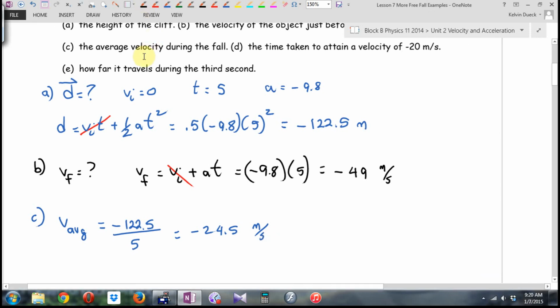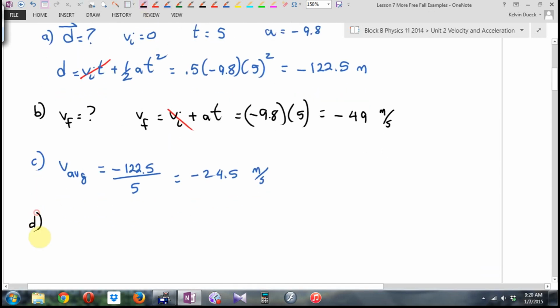D. What's D asking me to find? Time. Oh, okay. Isn't it five? You know what? It's not going to be 5 seconds. I bet you they're going to modify the question. So I may do some re-deficking here. I don't know. What else did they tell me in part D?